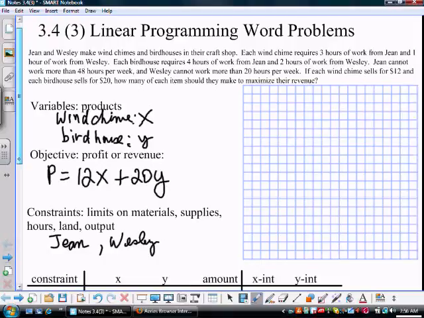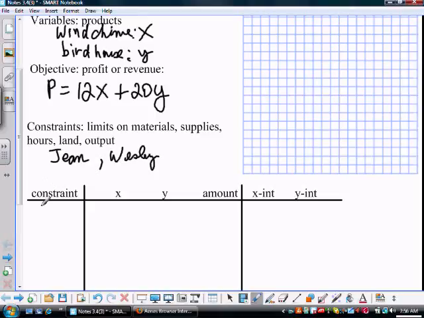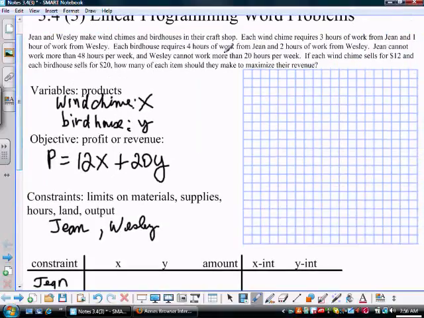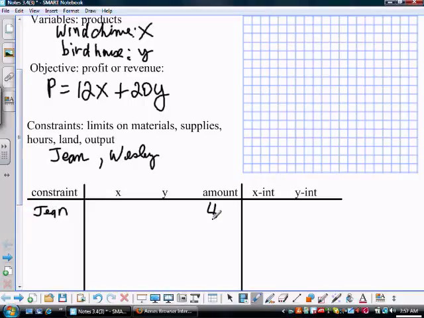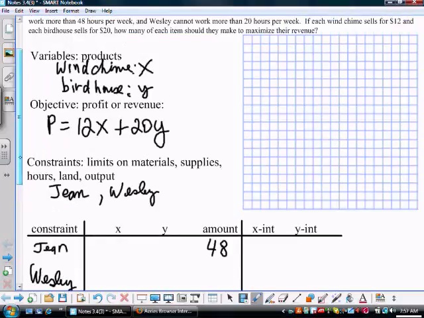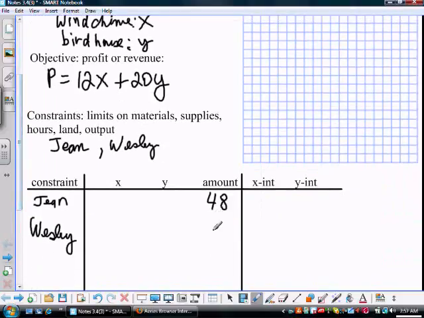All right, now I'm going to start making my constraint inequalities. For each one of my constraints, I'm going to make an inequality. So I'm going to get Jean. Jean cannot work more than 48 hours per week, so her amount is 48. And Wesley only works 20 hours a week? Yeah, 20 hours per week, part-time.